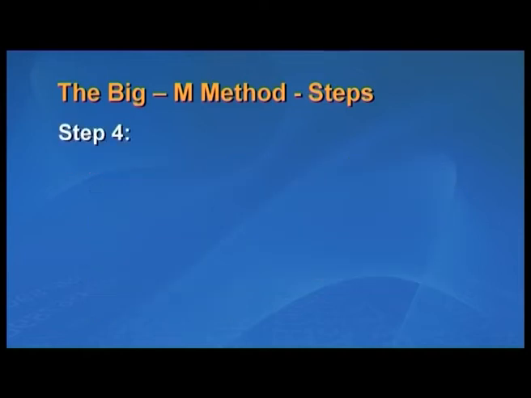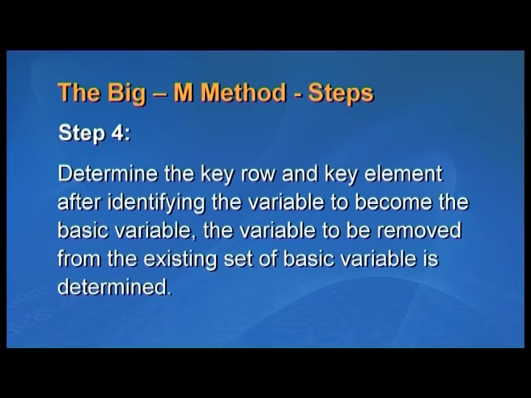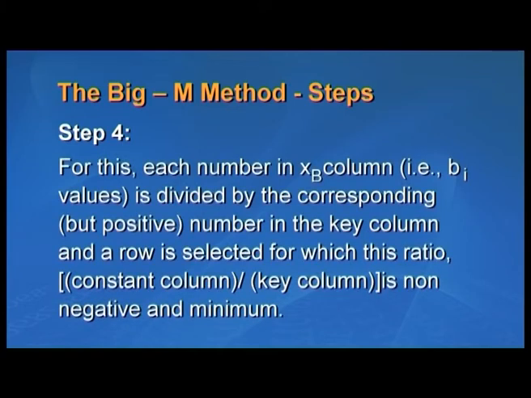Step 4. Determine the key row and key element after identifying the variable to become the basic variable. The variable to be removed from the existing set of basic variables is determined. For this, each number in the XB column, that is the bi values, is divided by the corresponding but positive number in the key column, and a row is selected for which this ratio, constant column by key column, is non-negative and minimum.